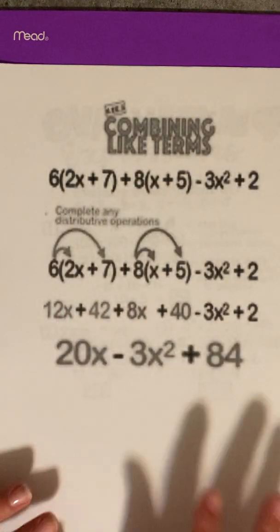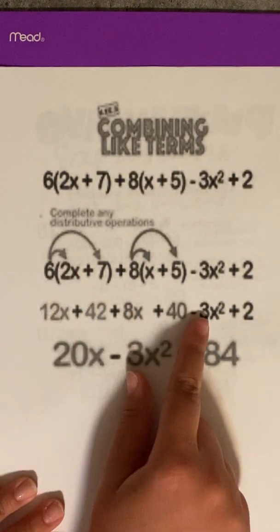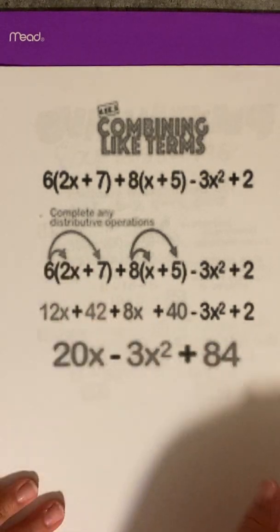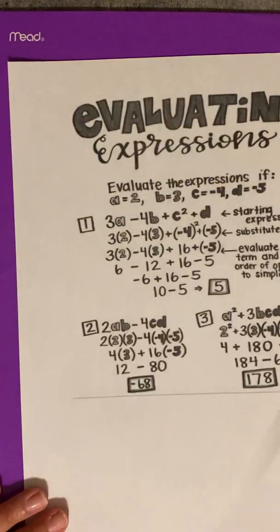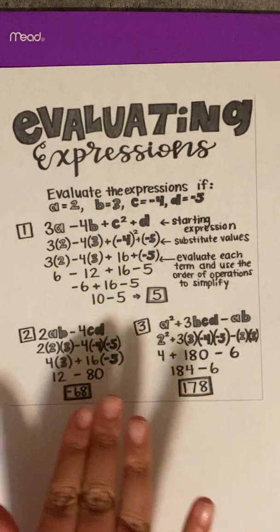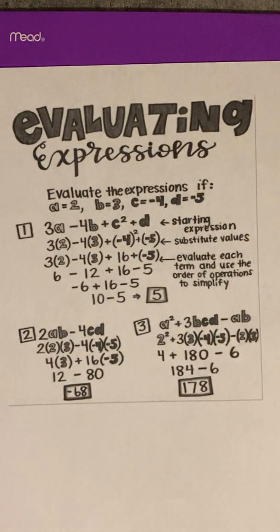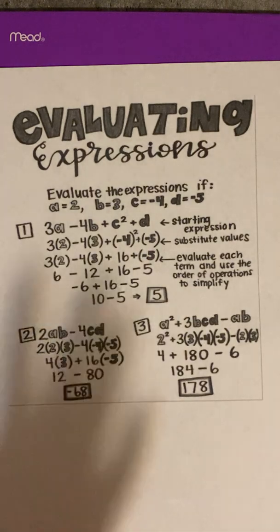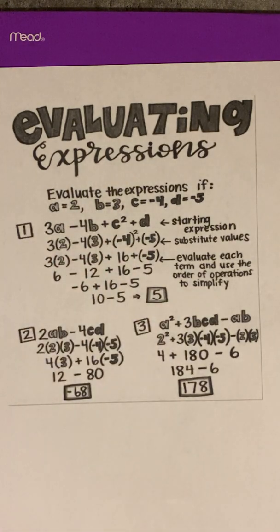Also combining like terms with distributive property here. So you do that and then you combine them. And then we also have evaluating expressions. This one's a little more intense. It shows you each step. It also has a variable or an exponent as well as variables. So you can take a look at those.